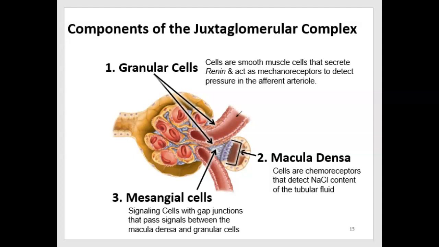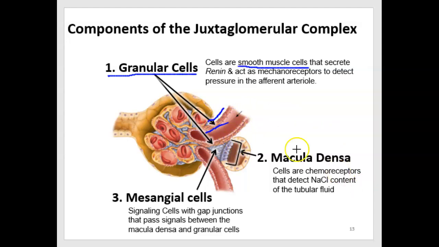So the components of the juxtaglomerular complex include three types of cells. The walls of the afferent arteriole in particular are thickened, and there are smooth muscle cells there. They're called granular cells. Sometimes they're called JG cells, juxtaglomerular cells. But anyway, they are the walls of the afferent arteriole.